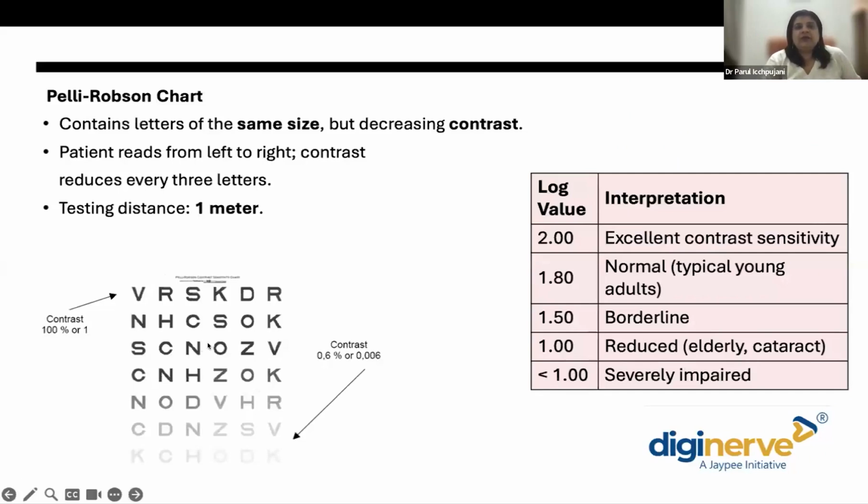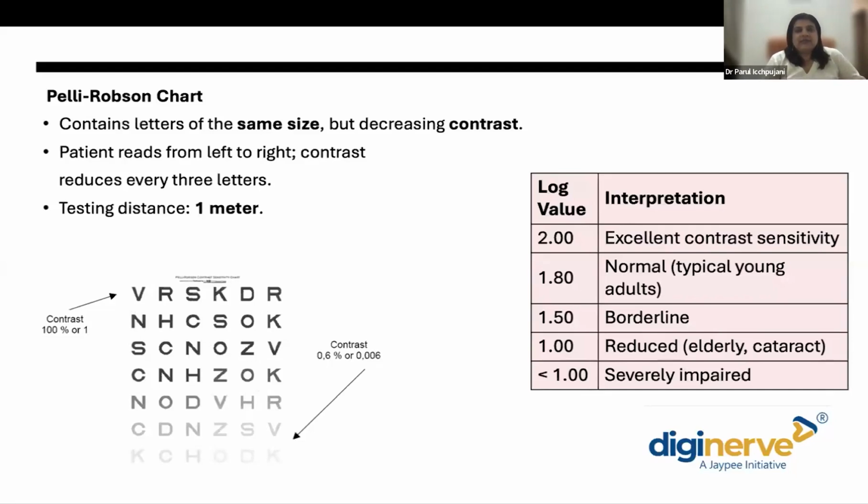This is how the chart looks. There are several alphabets, but as you can see, as we go down the chart, they are fading. They are going into gray and eventually fading. So these contain letters of the same size but decreasing contrast. The patient reads this from left to right, and the contrast reduces after every 3 letters.